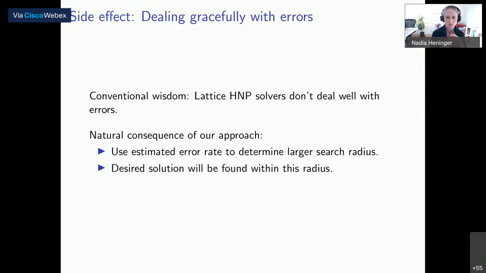But as a natural consequence of this viewpoint that we can just keep searching through the lattice for the solution, if you have an estimate of the error rate, that tells you the length of the vector that you expect to find, and it tells you the size of the search radius that you need to look through. Your desired solution is going to be found within this radius, and so you just look at the running time to search through this radius in your lattice.